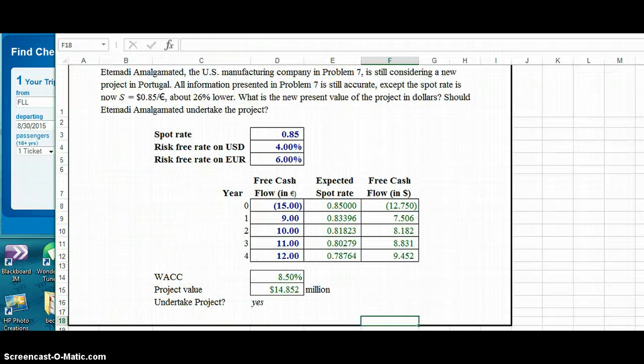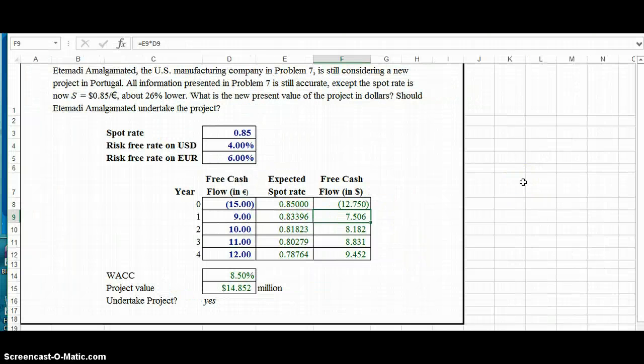So let's look at this last problem. It's going to be similar to problem 5 from your textbook. And as you can see, it's going to be very similar to problem 4. You're going to be given a spot rate, risk-free rates for the dollars, risk-free rates for the foreign currency. You're given cash flow information and the initial expected spot rate. And so you're going to use that formula on page 715.